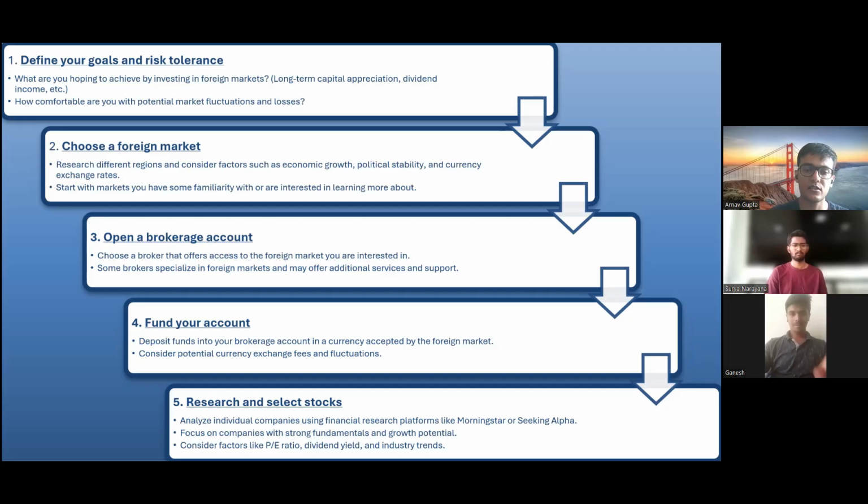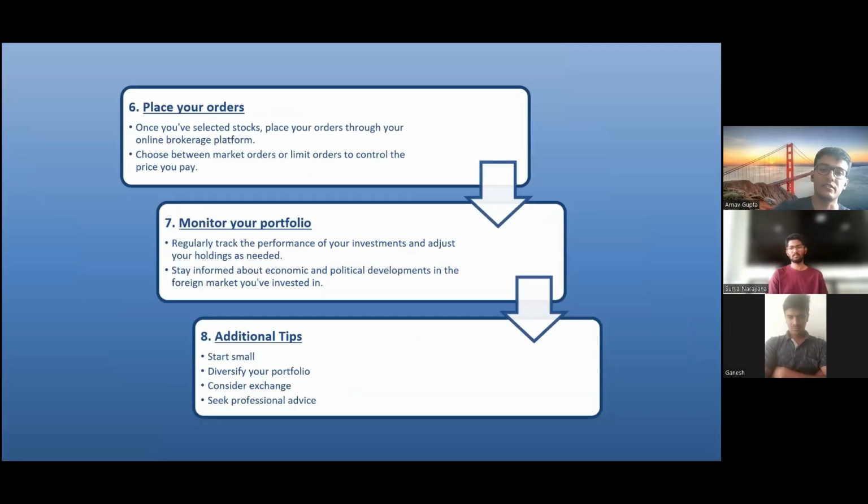Fifth, research and select stocks. Analyze the individual companies using financial research platforms like Morningstar or Seeking Alpha. Focus on companies with strong fundamentals and growth potential. Consider factors like PE ratio, dividend yield, and industry trends. Sixth, place your order. Once you have selected stocks, place your order through your online brokerage platform. Choose between market orders or limit orders to control the price you pay.